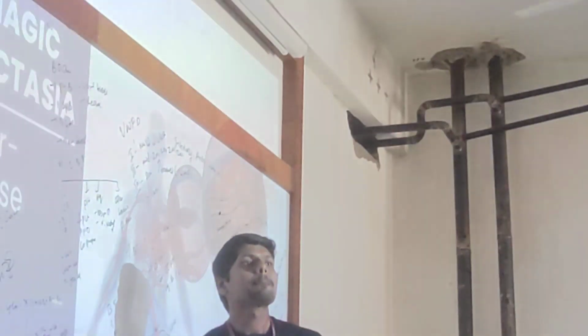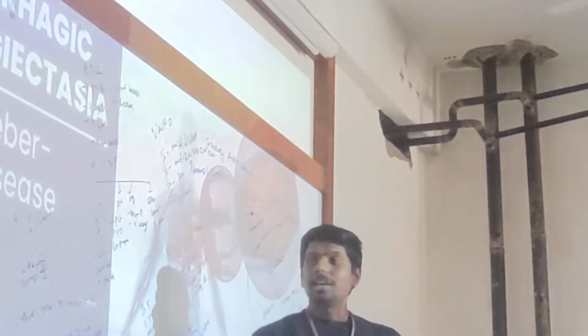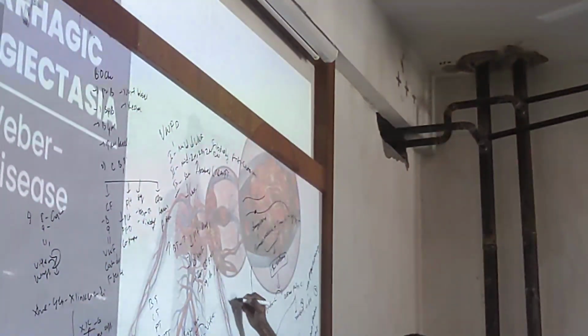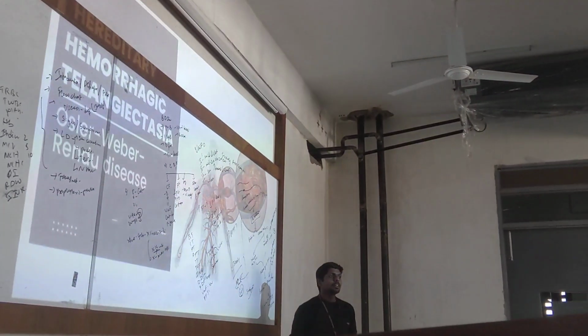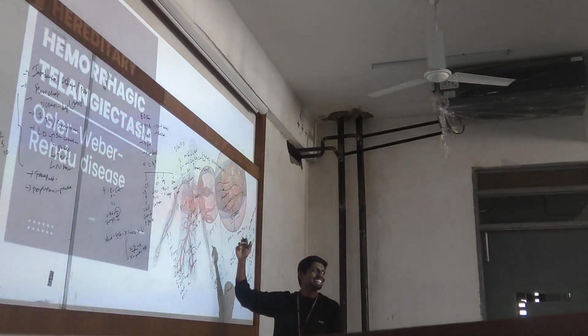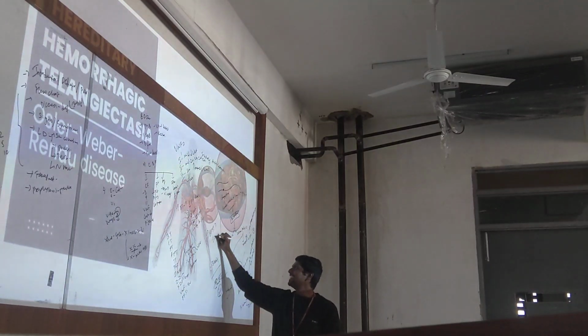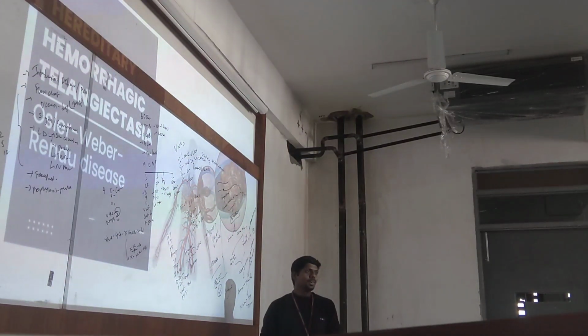What does an elevated APTT indicate? Very good. Increased APTT, what does it indicate? Intrinsic pathway pathology. Intrinsic pathway disorders. Examples: hemophilia A, B, C. Then elevated APTT, what else will it discuss?